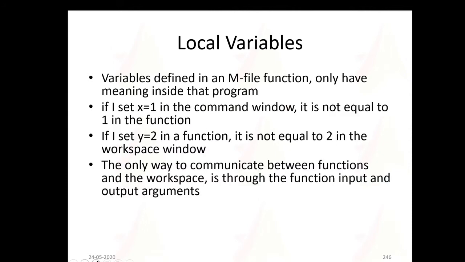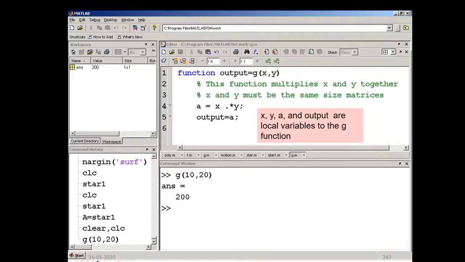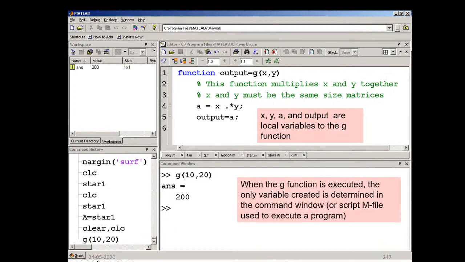Regarding variables defined in an m file function, they only have meaning inside that program, that is, they are local variables. If you set x equal to 1 in the command window, it is not equal to 1 in that function. It is also in that area only. I am skipping this g function, which you have executed.